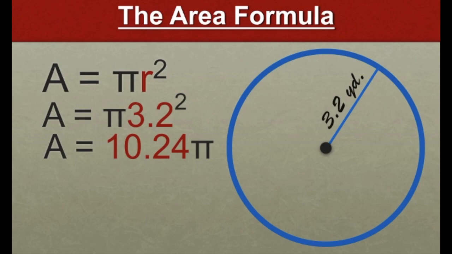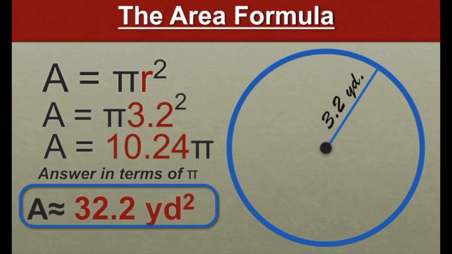Well, that's having my answer in terms of pi. Now that I have my answer in terms of pi, the only thing that I have left to do is multiply pi times 10.24. So the area is approximately 32.2 yards squared. And again, what does that mean? That means if I were to cut my circle into squares, there would be approximately 32.2 square yards within the inside of the circle.